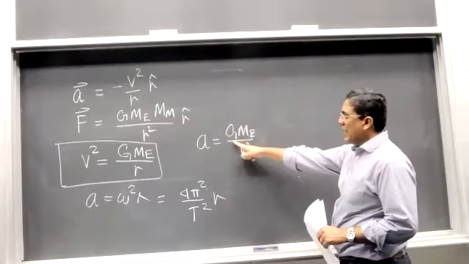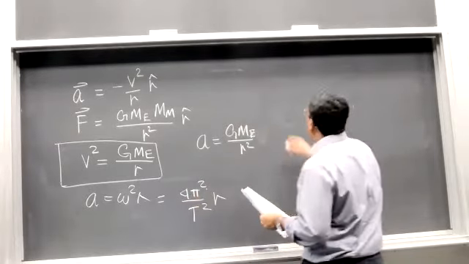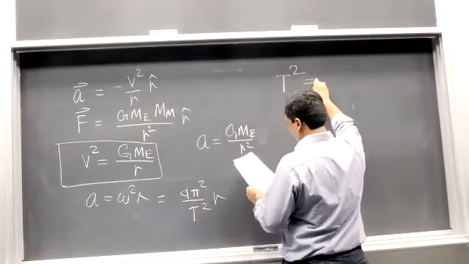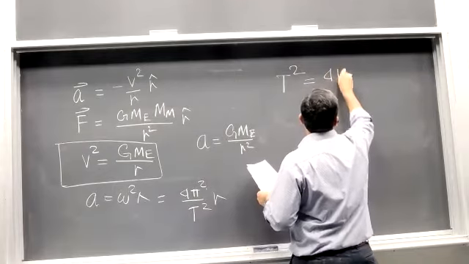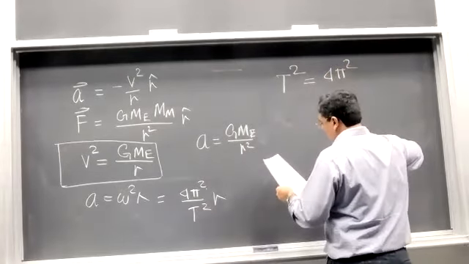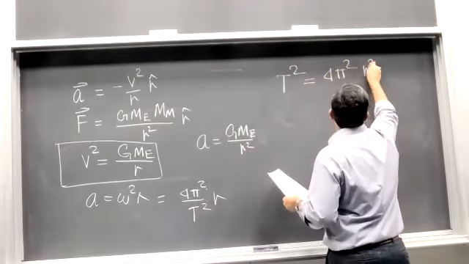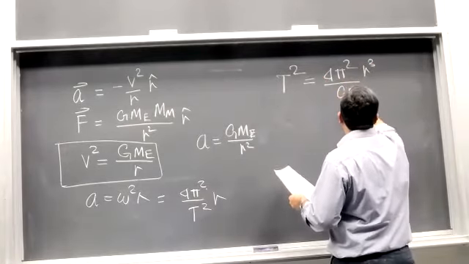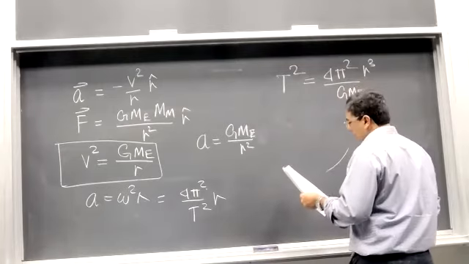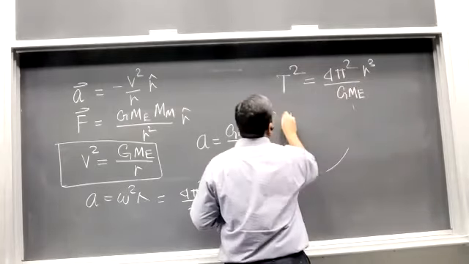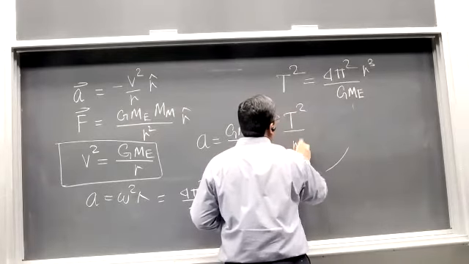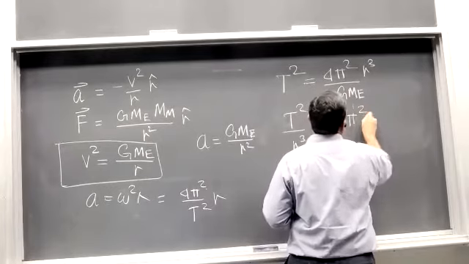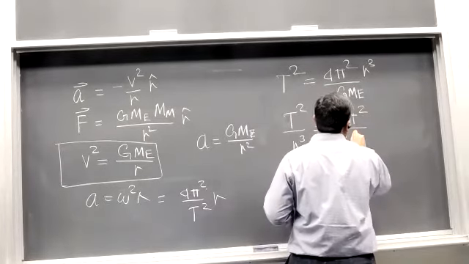If you substitute that value here and rearrange terms, you will find this. So use this value of a in here, okay, and try to rewrite. You will get this relation. T squared is equal to 4 pi squared R cubed over G M_e, or in other words, T squared over R cubed is equal to 4 pi squared over G M_e.